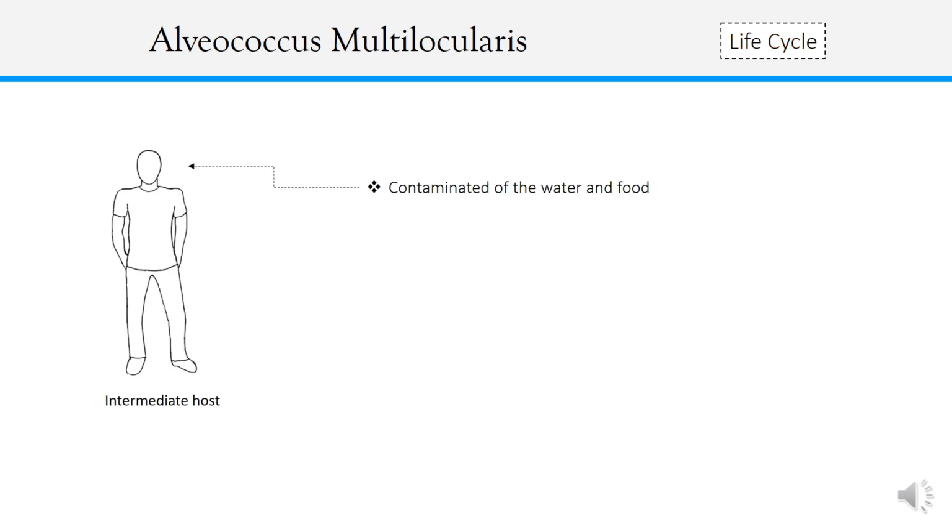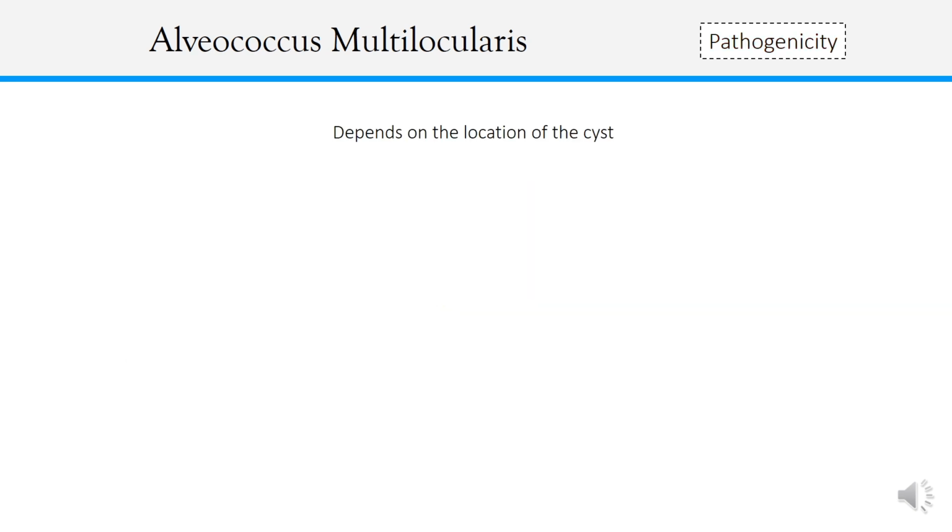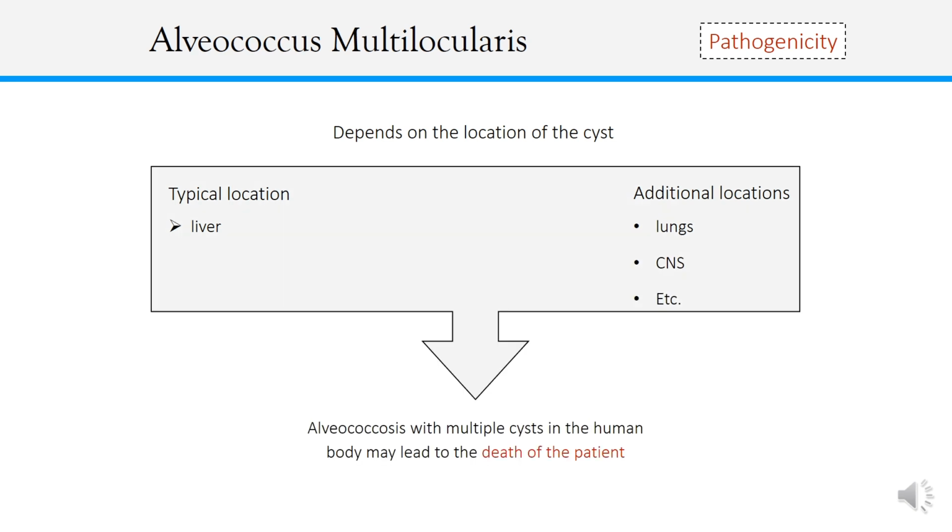The intermediate host can be infected with contaminated water and food, or via contaminated hands after contact with dogs and foxes, if someone has contact with foxes. Pathogenicity depends on the location of the cyst. The typical location is the liver, but additional locations could be lungs, neural systems, and other internal organs. Alveococcus with multiple cysts in the human body may lead to death of the patient.